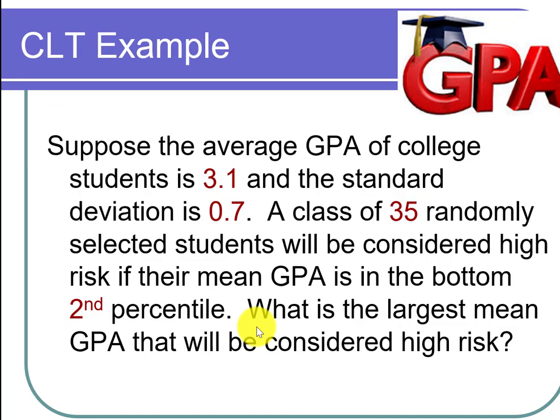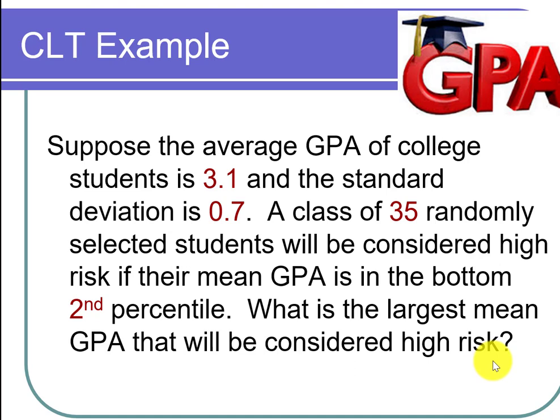So now let's look at another example. Suppose the average GPA of college students is 3.1 and the standard deviation is 0.7. A class of 35 randomly selected students will be considered high risk if their mean GPA is in the bottom 2nd percentile. What is the largest mean GPA that will be considered high risk?